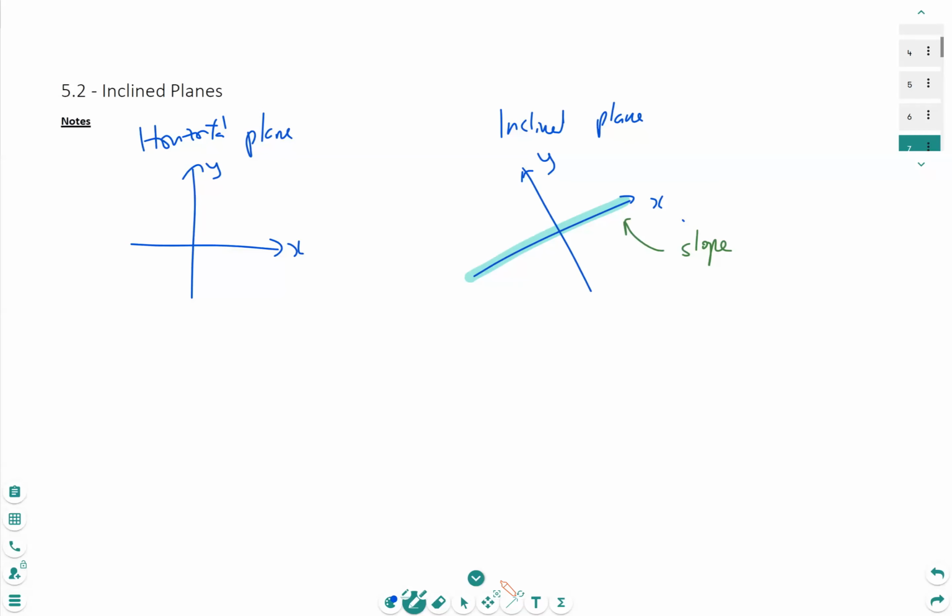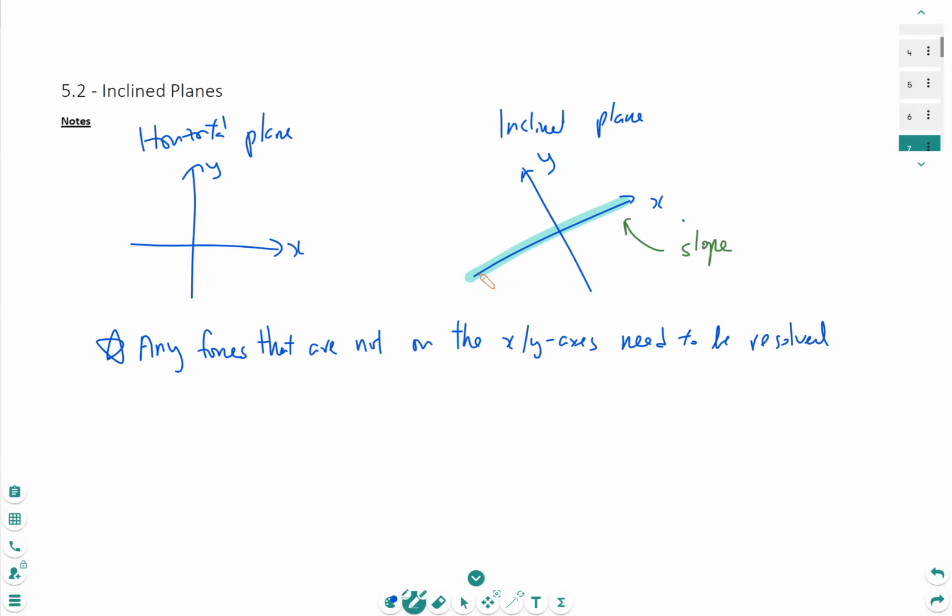All right. So remember, any forces that are not on the x or y axis need to be resolved. Like last time, when the force is going like this, for example, then you have to resolve it into x and y. Same in here. If you have an axis like this, and a force pointing upwards, diagonal, not along the x and y, you will have to resolve it.